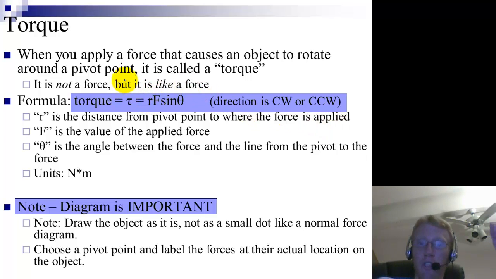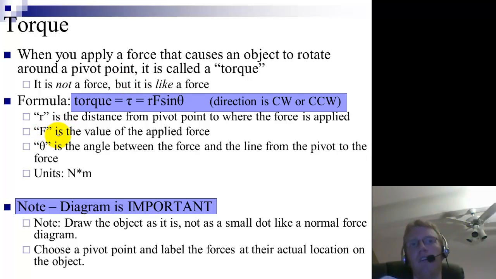So if you're trying to push on something to cause it to rotate, the farther you are from the axis of rotation, the more torque you exert, which means it's going to be easier to get it to rotate. Just think about opening a classroom door, right? If you push right next to the hinge, you have to push really, really hard to get it to open. But if you push far away by the handle, you don't have to push nearly as hard because your radius is a lot larger, therefore your torque is a lot larger.